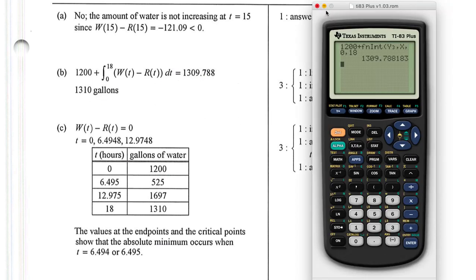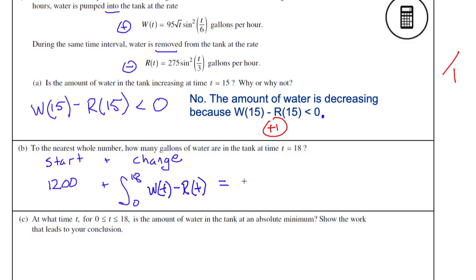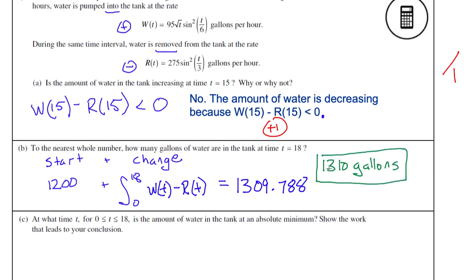So 1,309, hey, there it is, .788. We got the right answer. So I can say the exact integral is 1,309.788. Our final answer that we should be saying here is 1,310 gallons, and we'll box that, because we round to the nearest whole number, and that happens a lot. So reading is really important. It's very important, being able to know that you are supposed to be rounding.